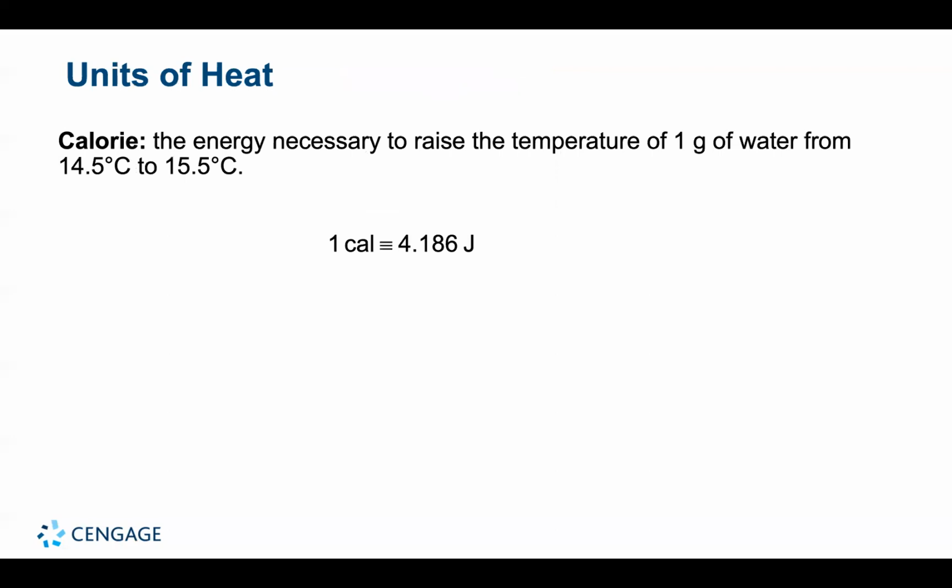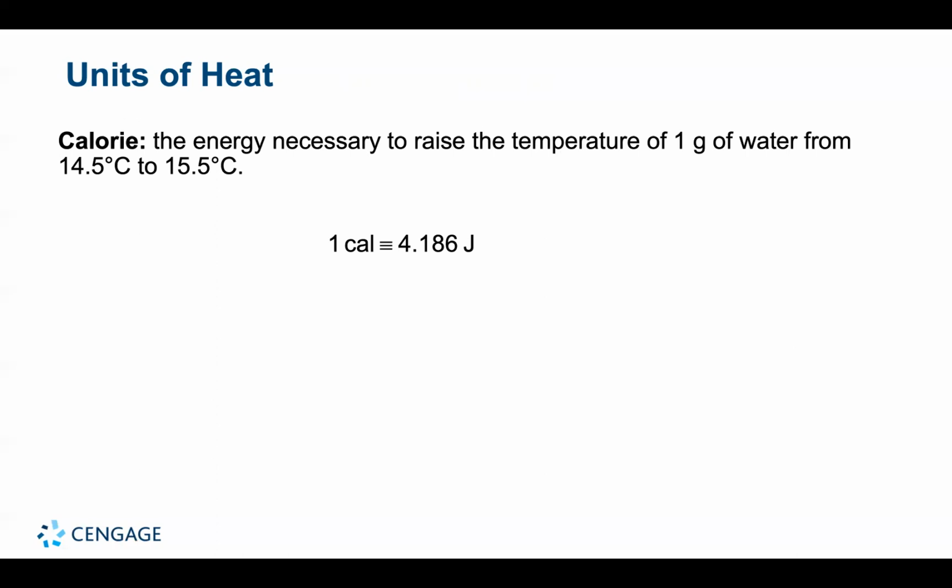So early on, heat was defined in terms of the temperature change that it produced in an object, and a separate unit of energy, the calorie, was used for heat. The calorie is defined as the energy necessary to raise the temperature of 1 gram of water from 14.5 degrees C to 15.5 degrees C. Note that the Calorie, with a capital C, used to describe the energy content of food is actually a kilocalorie.